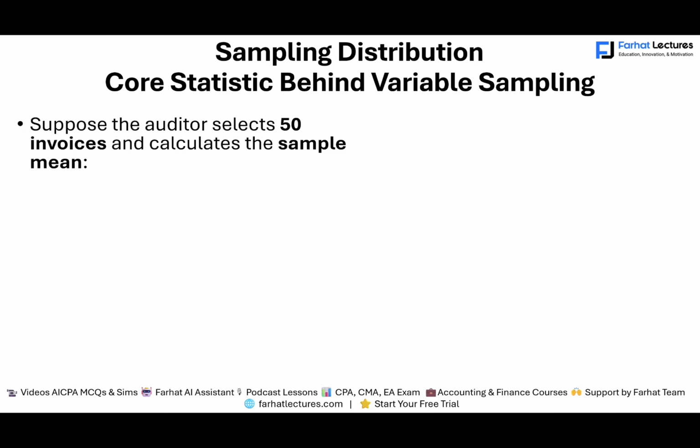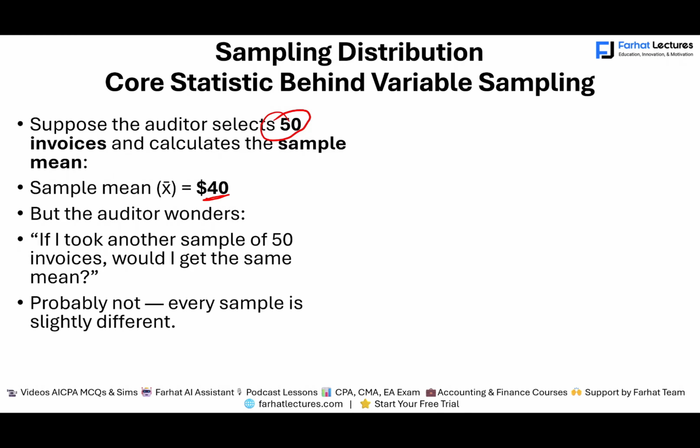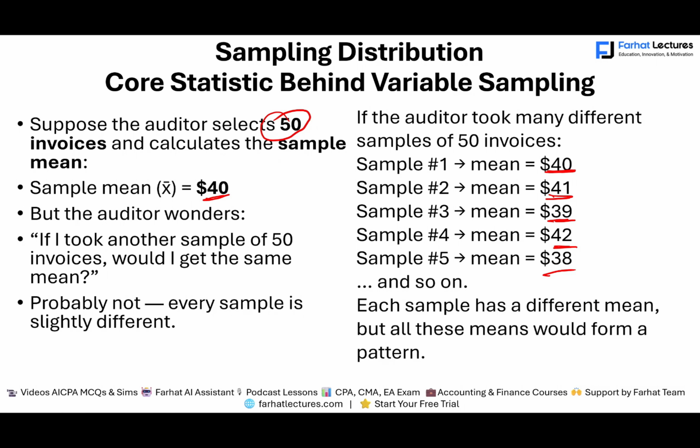Suppose an auditor selects 50 invoices and calculates their sample mean, and the sample mean is 40. Fair enough. But the auditor wonders, if I took another 50 samples, would I get the same sample mean? What do you think? 50 samples out of, let's assume, 10,000. Most likely not. But if the population is normally distributed, they may get 40 for the first one, then 41, 39, 42, 38.